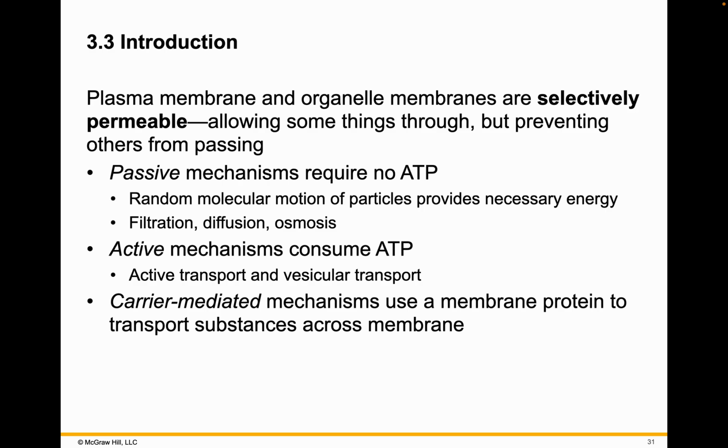So the plasma membrane and the organelle membranes are selectively permeable. They allow some things through, but prevent others from coming through. There are a couple of ways you can do that. There are some that are passive mechanisms, which require the use of no ATP. They're driven by the random motion of molecules going down concentration gradients. We can also use them for filtration, diffusion, and osmosis.